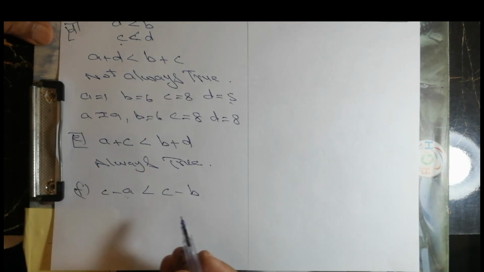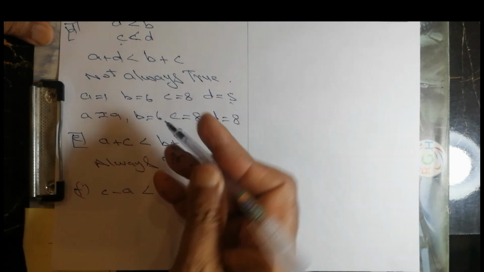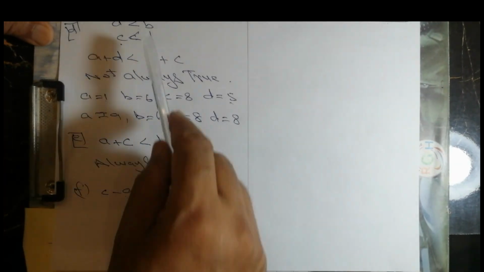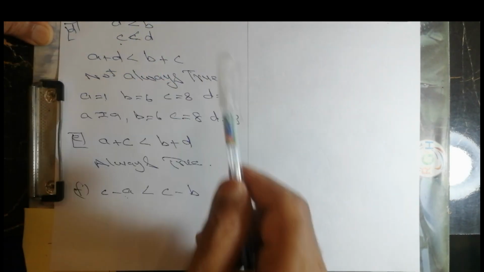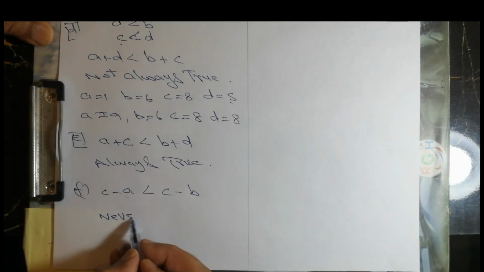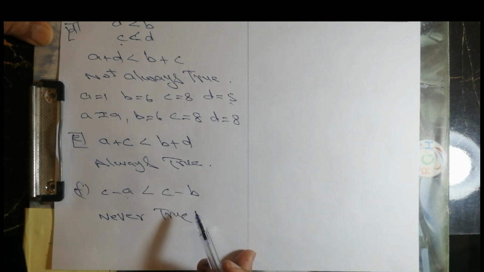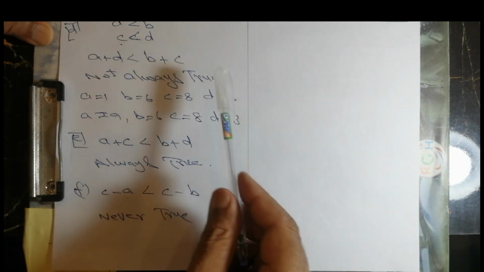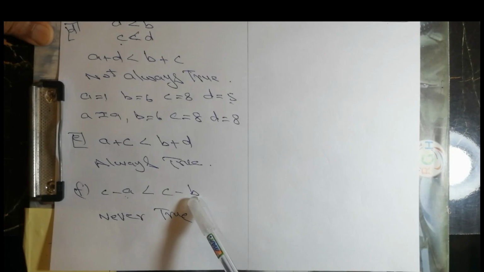Now C minus A and C minus B. So this is not any rule. Whether we subtract something from C, suppose this is C minus A, and this is not compared with D, there are different values, minus B, and B is also on the bigger side. So you can say never true, because this is not based on any rule. As we saw before, some subtraction or addition like this, the values on this side do not match the other side, so never true.